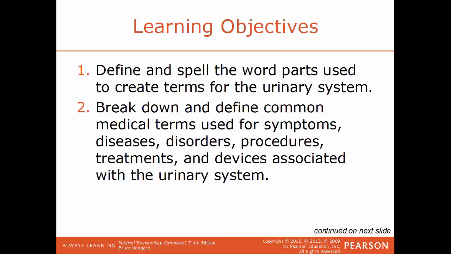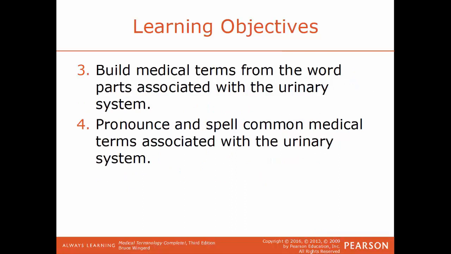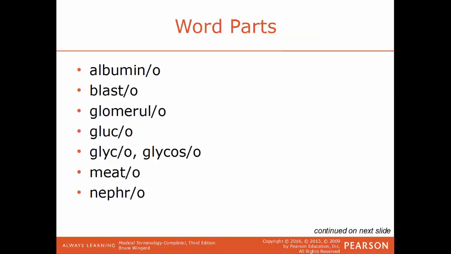Break down and define common medical terms used for symptoms, diseases, disorders, procedures, treatments, and devices associated with the system. Build medical terms from the word parts associated with the urinary system. Pronounce and spell common medical terms associated with the system. First, we'll go over some common word parts that you'll see for this chapter.